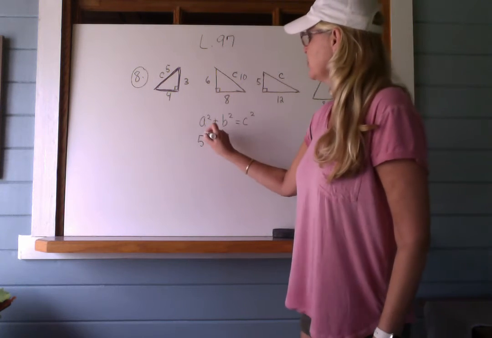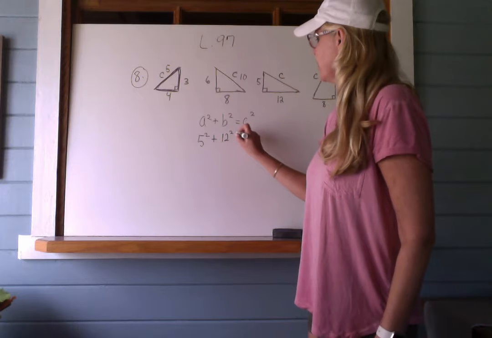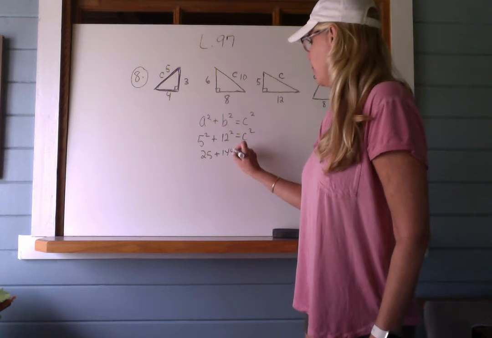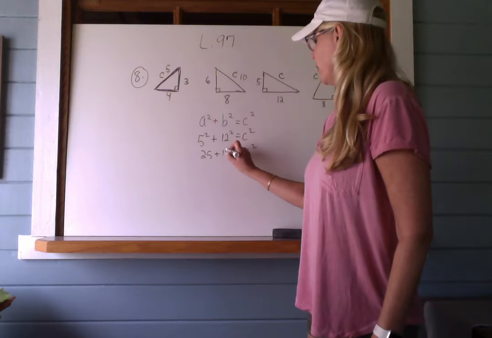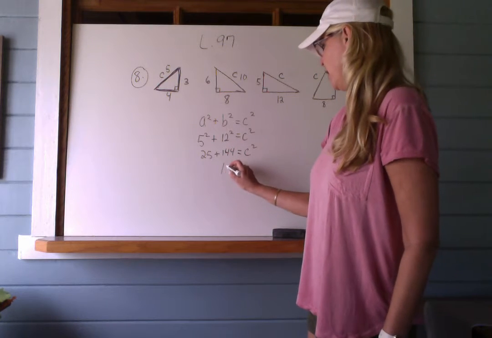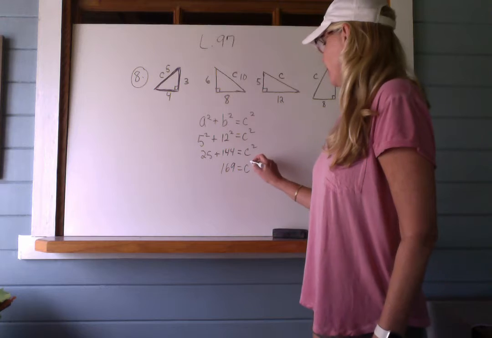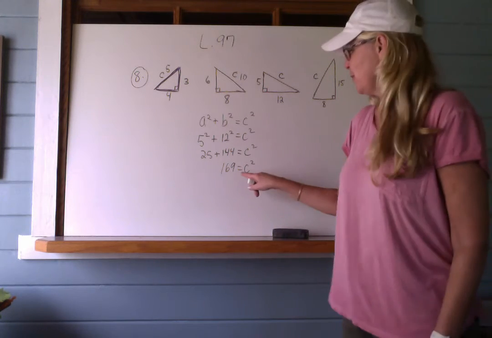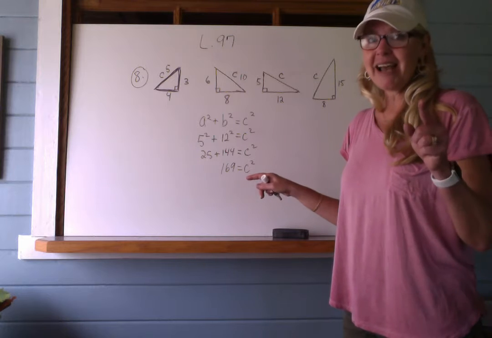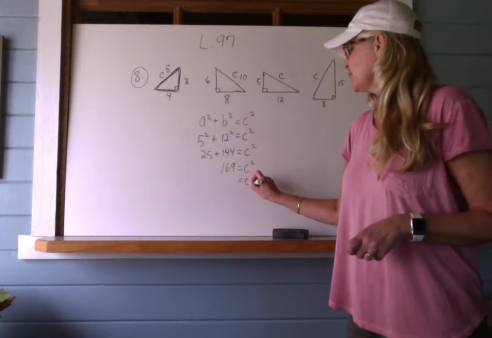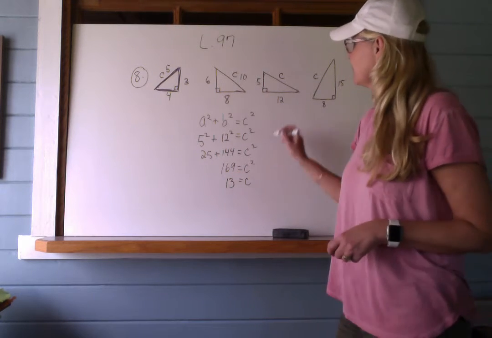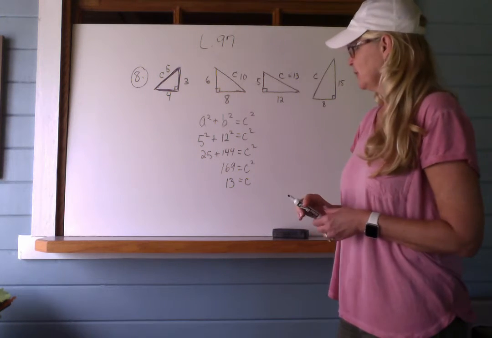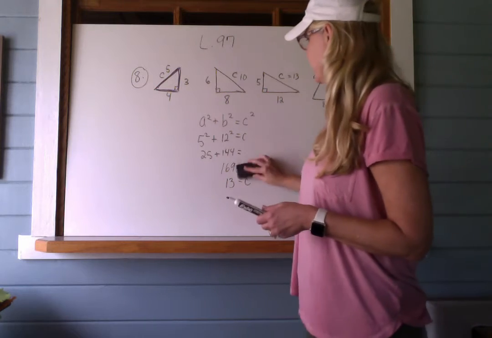Okay, 5 squared plus 12 squared equals c squared. 25 plus 144 gives me c squared. 144 plus 25, 169. Okay, remember that quiz I gave probably a good month or so ago? The square root of 169, it's a perfect square. So the square root of 169 is 13. So your hypotenuse on that one is 13.